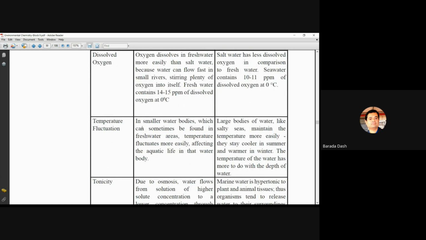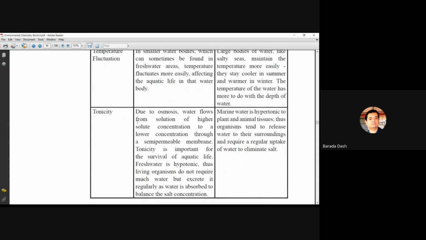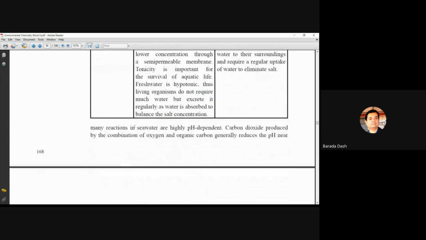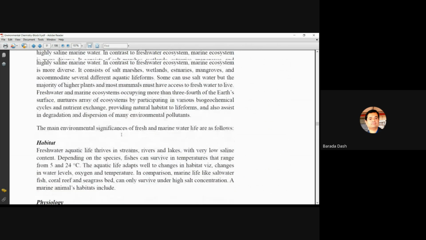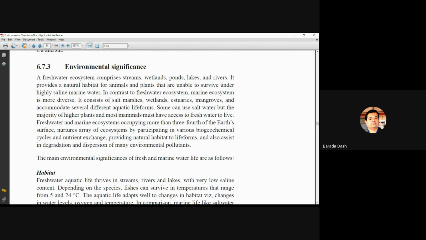Fresh water means what? Water found in rivers, ponds, all those are fresh water. Salt water is found mostly in the sea. Temperature fluctuations, tonicity, all these are different parameters. They vary for seawater and freshwater. So next, environmental significance. A freshwater ecosystem comprises wetlands, streams, ponds, lakes, and rivers. Whereas a marine ecosystem is basically the sea.